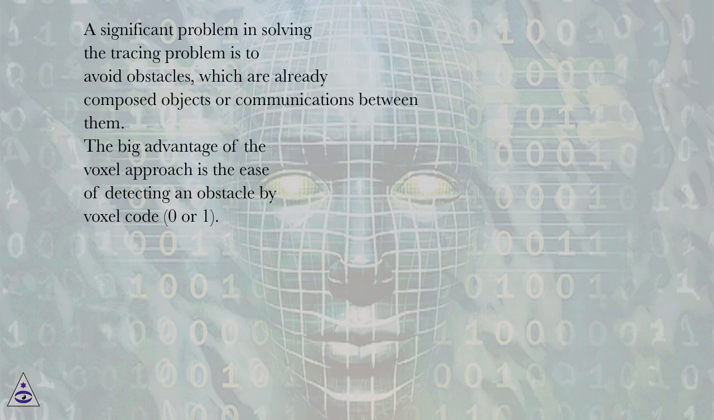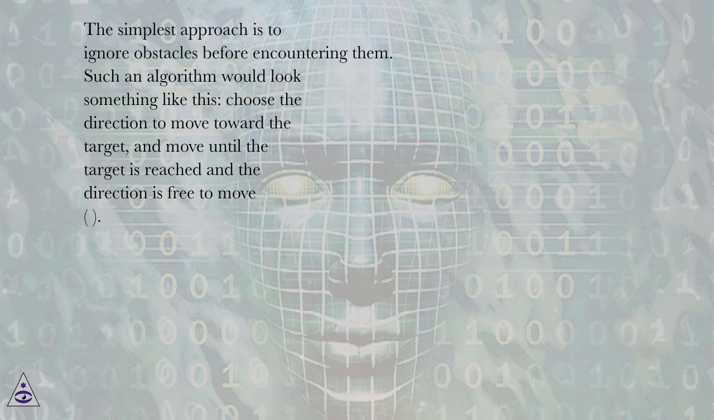A significant problem in solving the tracing problem is to avoid obstacles, which are already composed objects or communications between them. The big advantage of the voxel approach is the ease of detecting an obstacle by voxel code, 0 or 1. The simplest approach is to ignore obstacles before encountering them. Such an algorithm would look something like this: choose the direction to move toward the target, and move until the target is reached and the direction is free to move.